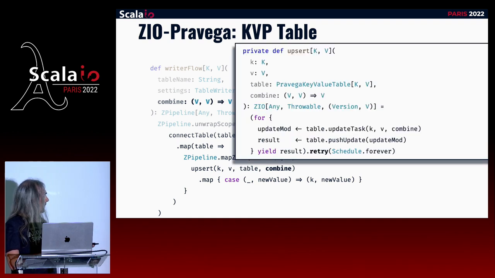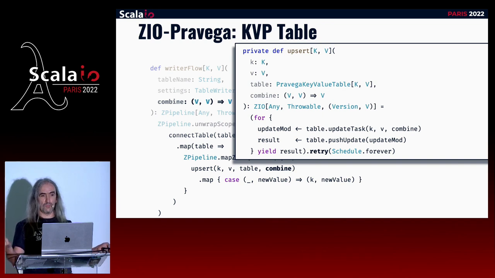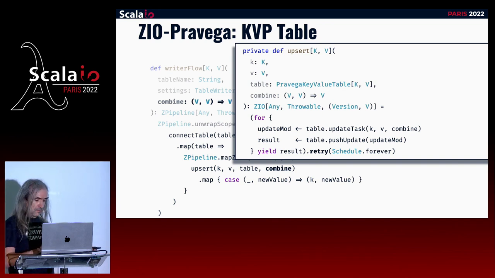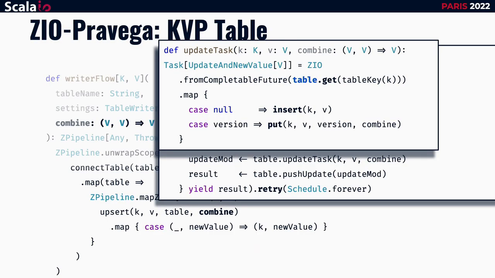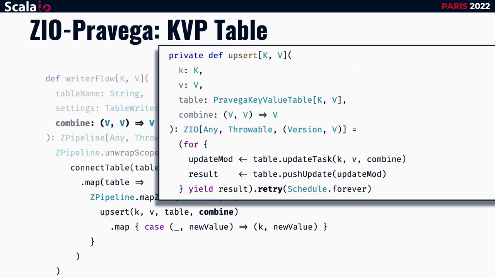That was very funny for me, because what do I have to do? I have to check if there is already a value in the key value table. If there is no value, I build an insert command. It's the Java API, sorry. And if there is already a value, I have the version, which is the hash code, and I build a put command, which is an update, with the version I read before and the combine function. The combine function, we just call plus to add the value.